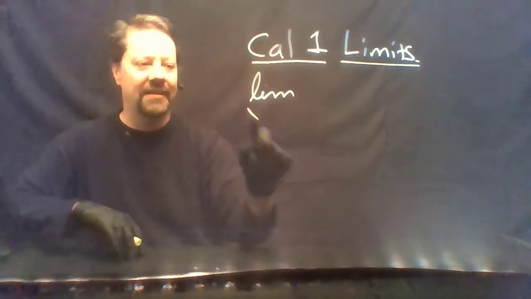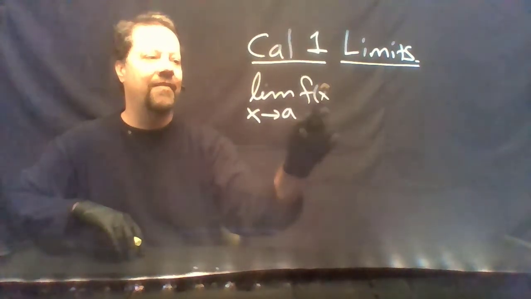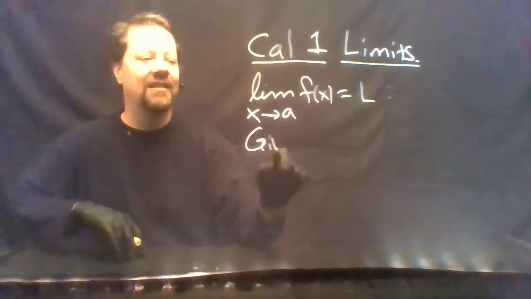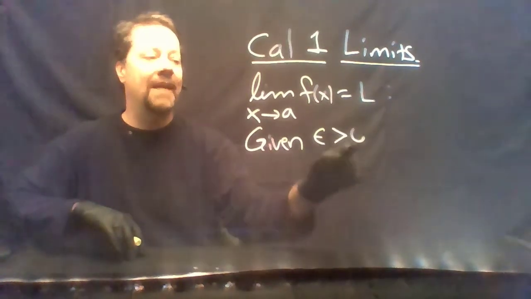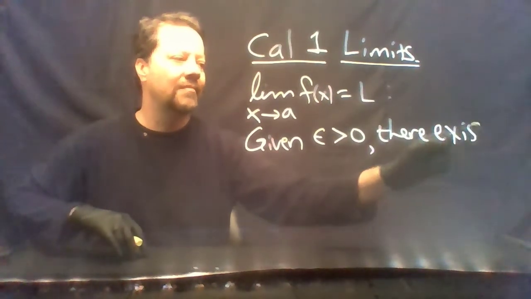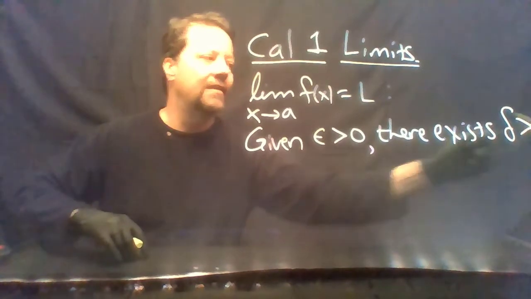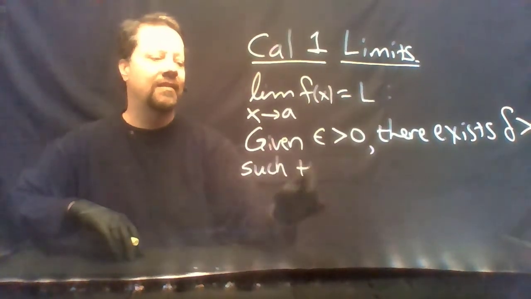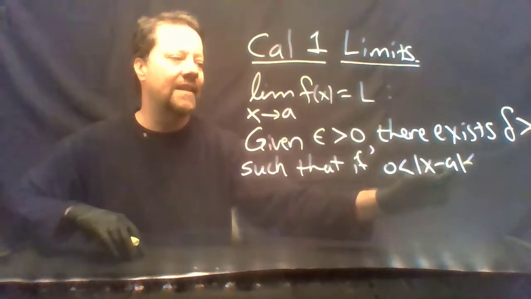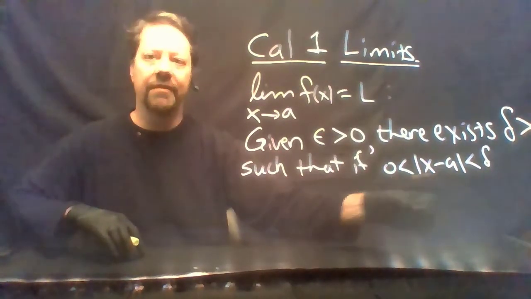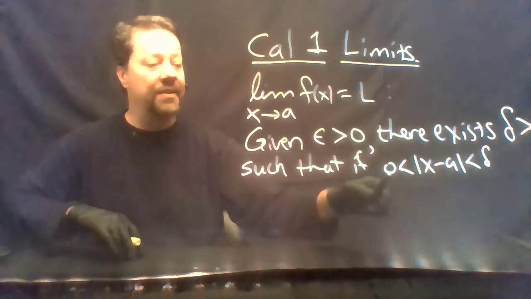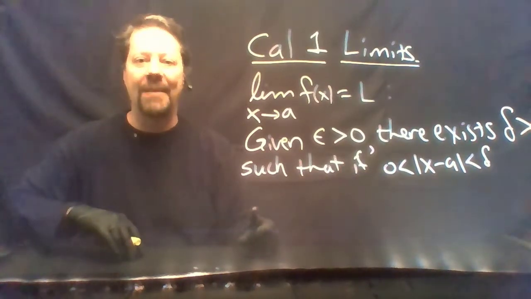What did it mean to have the limit as x goes to a of f of x equal to L? It meant, given an arbitrary epsilon greater than 0, there exists a delta greater than 0 such that if 0 is less than the absolute value of x minus a is less than delta, which gives you a measure of distance between x values in a being smaller than delta but bigger than 0. Bigger than 0 because we are specifically ignoring what happens at x equals a.